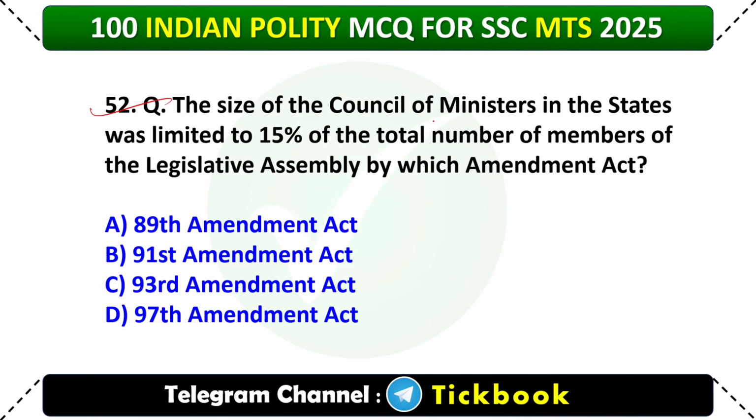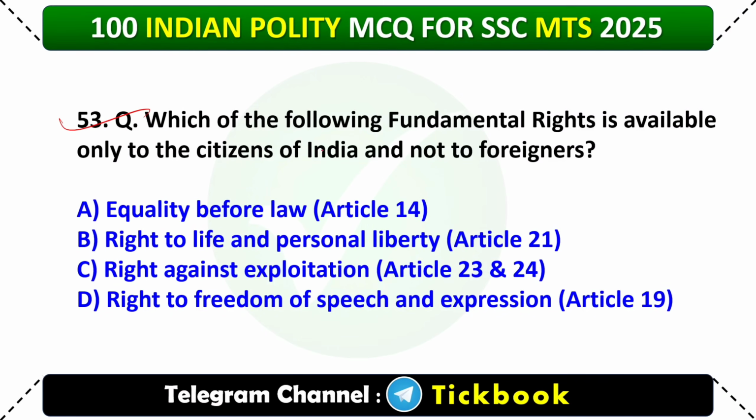52. The size of the Council of Ministers in the state was limited to 15% of the total number of the members of the Legislative Assembly by which Amendment Act? Option number B, 91st Amendment Act. 53. Which of the following fundamental rights is available only to the citizens of India, not to the foreigners? Option number D, right to freedom of speech and expression.